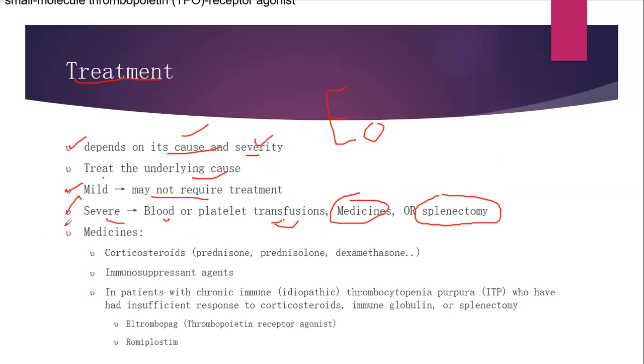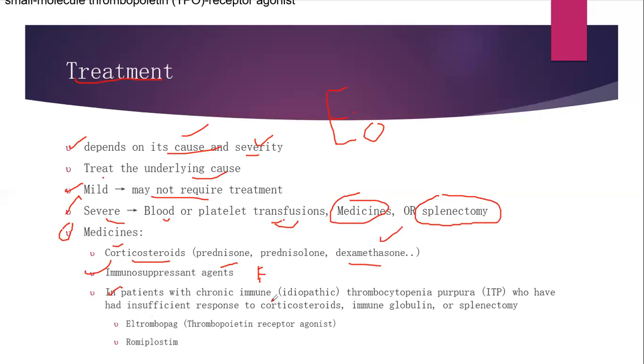So which medication can we use? If the condition is due to some autoimmune disease like SLE, we can use different corticosteroids, that is prednisone, prednisolone, and also dexamethasone. By the way, dexamethasone is the most commonly used steroid. And then also some other immunosuppressing agents like calcineurin inhibitors, or even mammalian target of rapamycin (mTOR) inhibitors, and also some other anti-proliferative or cytotoxic agents like cyclophosphamide, etc.